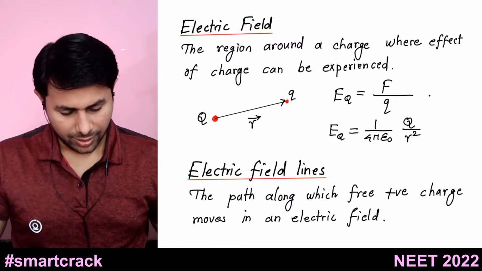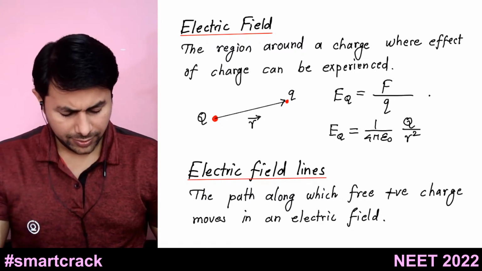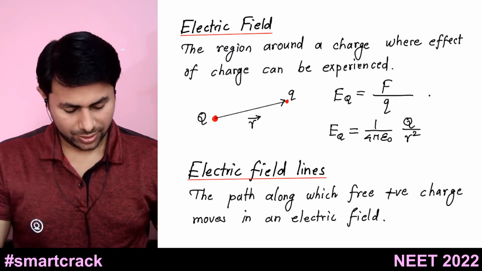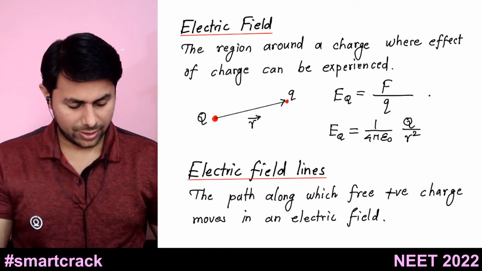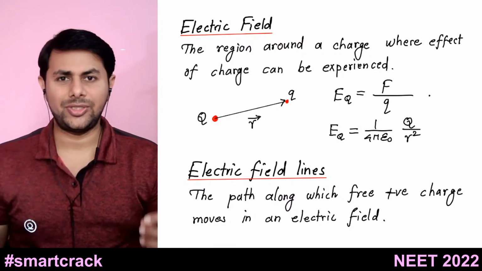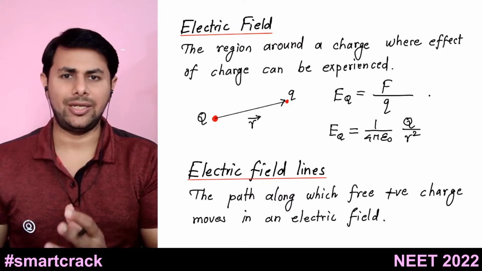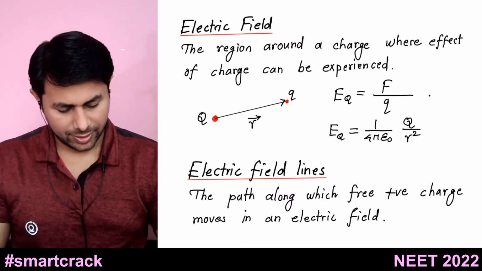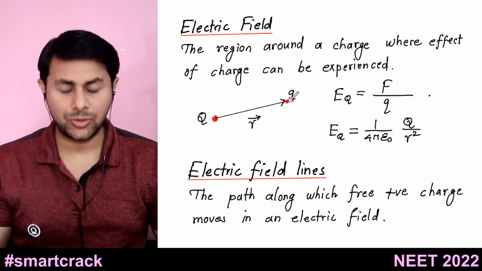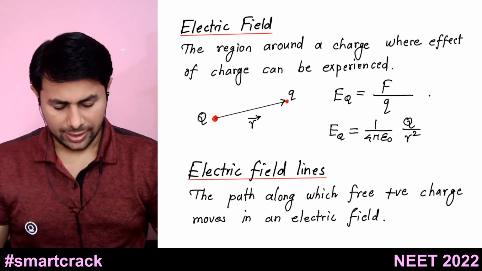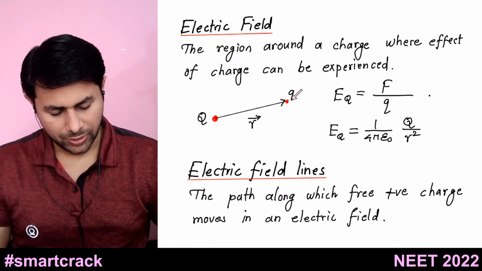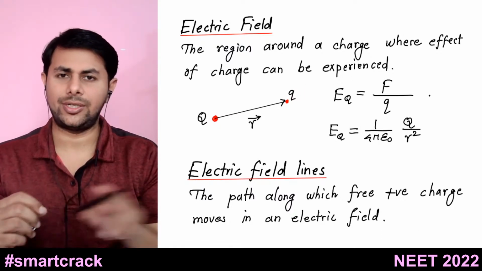Then the next thing is electric field lines. So what are electric field lines? It is the path along which a unit positive charge will move when kept in some electric field. So let's say you keep a unit positive charge, 1 unit of positive charge over here, and this charge is positive. In what direction will this charge move? It will move along this direction. It is pushed radially outwards.